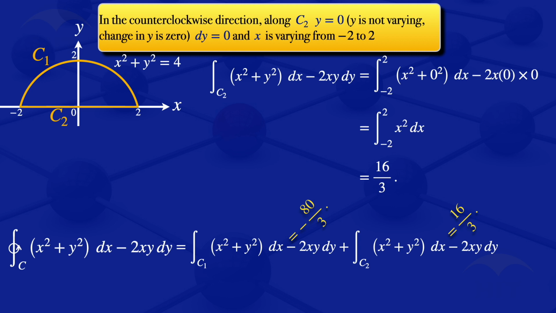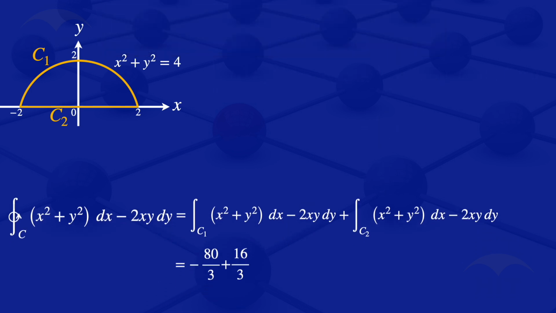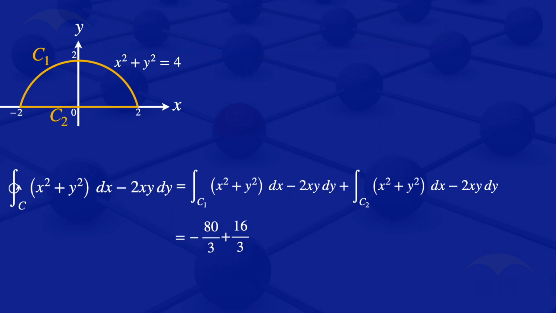Now to evaluate the integral along the closed curve C, we have to add those two line integrals, and you get minus 80 over 3 plus 16 over 3. So that will give us the integral along the closed curve C. Minus 80 over 3 plus 16 over 3 gives us minus 64 over 3. So the integral of x squared plus y squared dx minus 2xy dy along the closed curve C is minus 64 over 3.